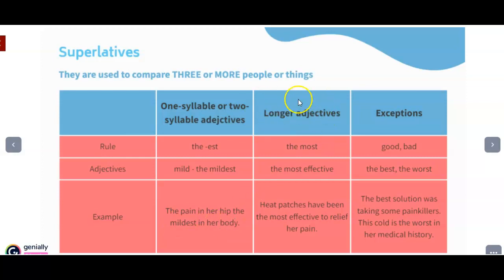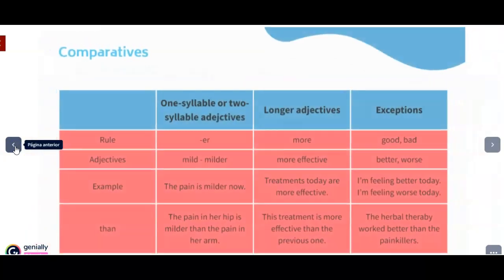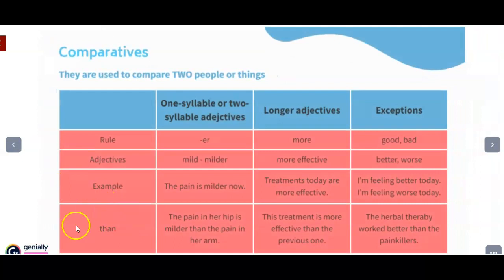Then we also have longer adjectives, and we're going to have the same idea. We're going to have "the," and in this case, we're going to use "most." For example, the most effective. Heat patches have been the most effective to relieve her pain. If you observe, in this case we don't have any other way to use superlatives. We only have the article "the" and the suffix or "most." We don't have something else. In the case of comparatives, we were using, or we have, "than."